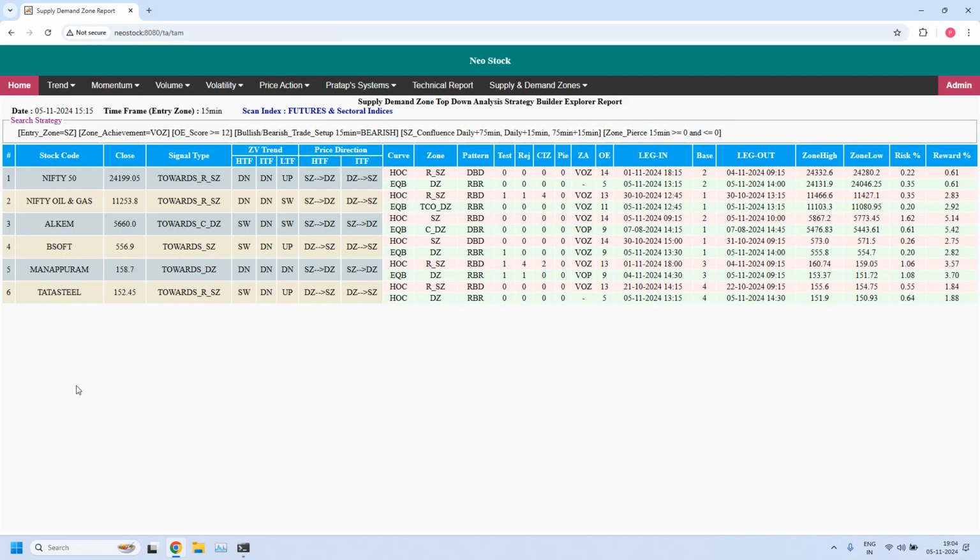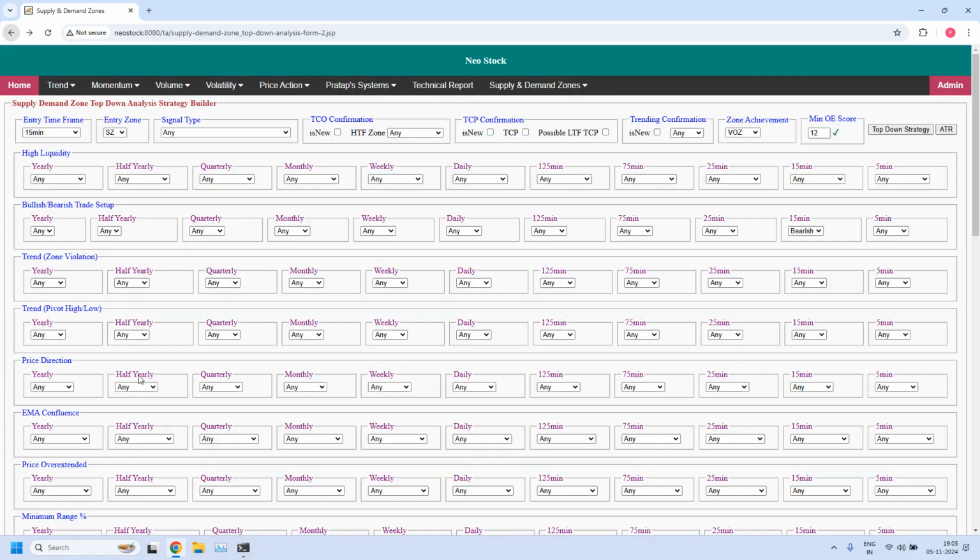With this, we got 6 stocks. In all these 6 stocks, the 15-minute supply zone is part of the 75-minute supply zone. Both together again part of the daily supply zone. And the daily trend is down in some of these stocks. 1, 2, 3. And in these 3 stocks, if any has daily EMA confluence, they are even more high probability setup. Let's verify. Already it is high probability. If EMA confluence, it is even more high probability.